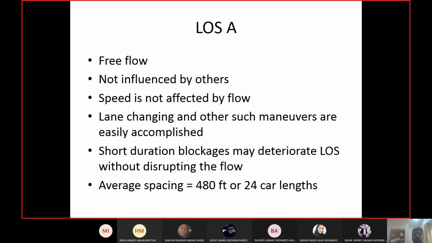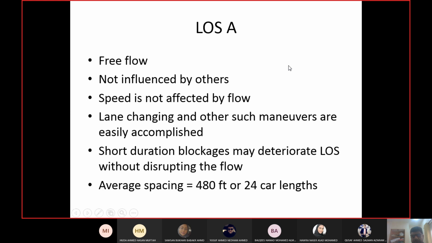If you want to change your lane or do any other thing like this, you can do it very easily because there are many gaps available for you. If you have a short blockage in any of the lanes, it may cause the level of service to change. So you may go from A to B or A to C or something like this, but it will not disrupt the flow completely. The flow will keep on moving.